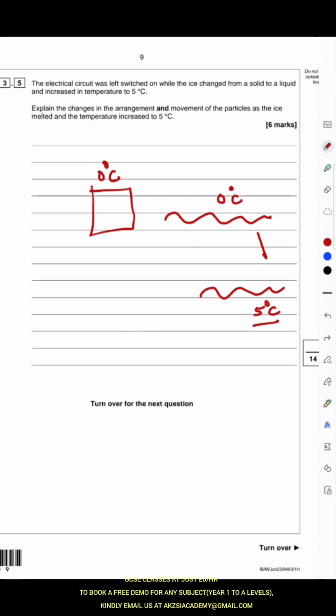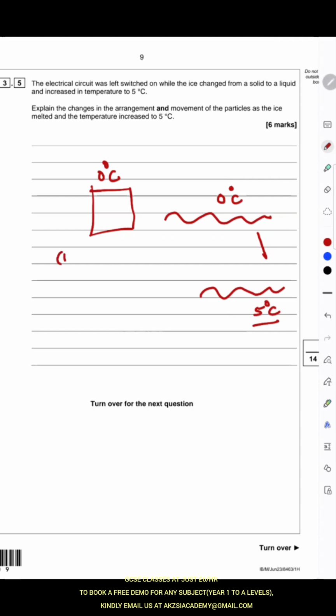So first thing is the particles. Let me describe the particles of the ice, which is a solid. Particles in the ice are regularly arranged. They are stacked over each other. The distance among them is very small. There's hardly any degree of freedom. They can't move. They can only vibrate at their own place.